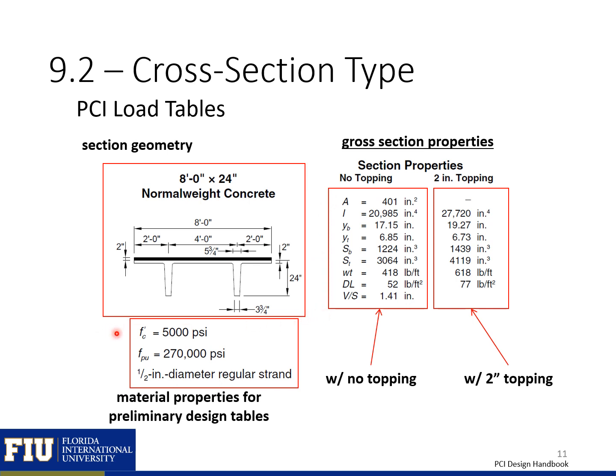You can also see some standard material properties for the sections that the design aids, or the load tables, were developed based on. So here we have an f'c of 5 ksi. We're using 270 ksi strands and half-inch diameter strands.